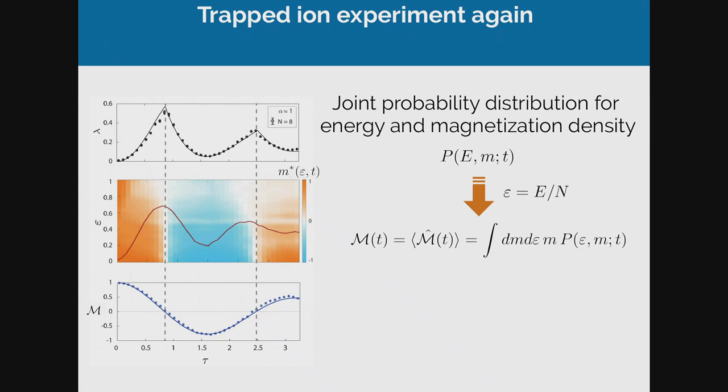Since energy is also an extensive quantity, I will in the following also work with the energy density, which is an intensive quantity. And from this joint probability distribution of energy density and magnetization density, you can also compute your order parameter. Your order parameter is nothing else than this integral: integrating over energy density and magnetization density, the magnetization density times the corresponding probability distribution. But that's only possible because you can measure those two quantities simultaneously.